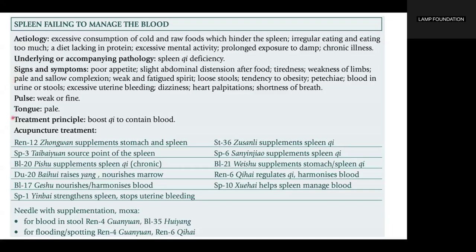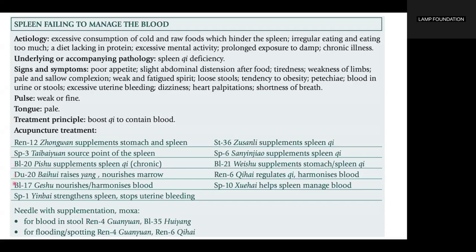Treatment principle: boost qi to contain blood. Acupuncture treatments: REN 12 to supplement stomach and spleen. Spleen 3, yuan source point of the spleen. Bladder 20 to supplement the spleen qi in chronic cases. DU 20 to raise the yang, nourish the marrow.